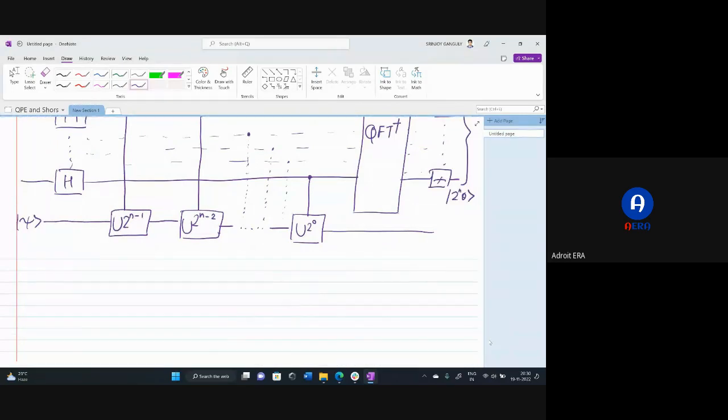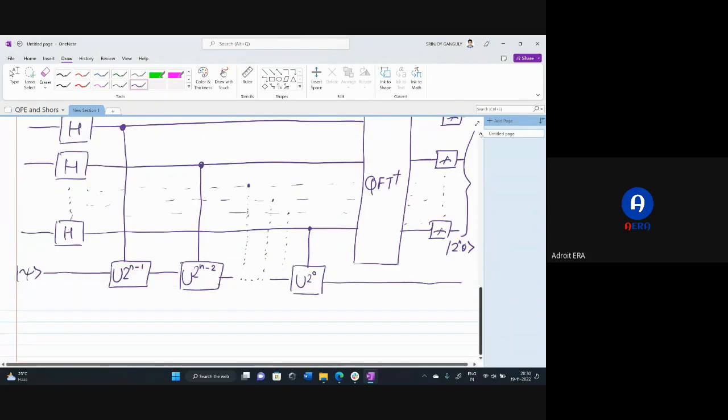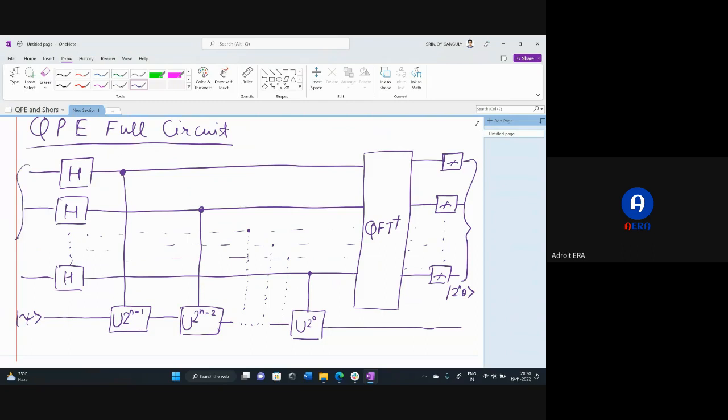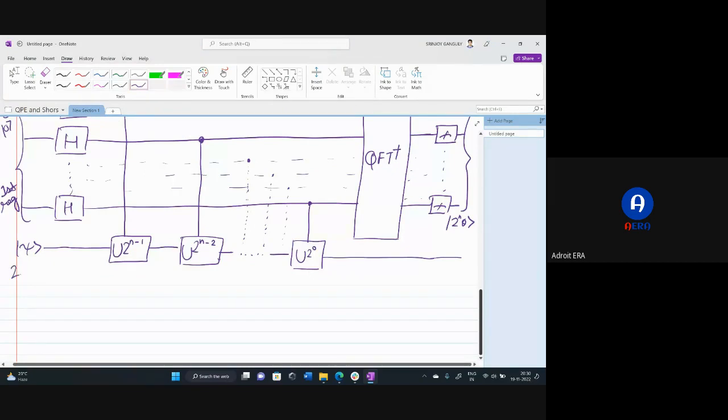That's the circuit. Again, no measurement is done on the second register, as you can see. So what is the first register? The first register is the above one, right? And all of these start in ket 0 tensor n. That means all these are n qubits which are initialized to ket 0. This is the first register, and then this is the second register.